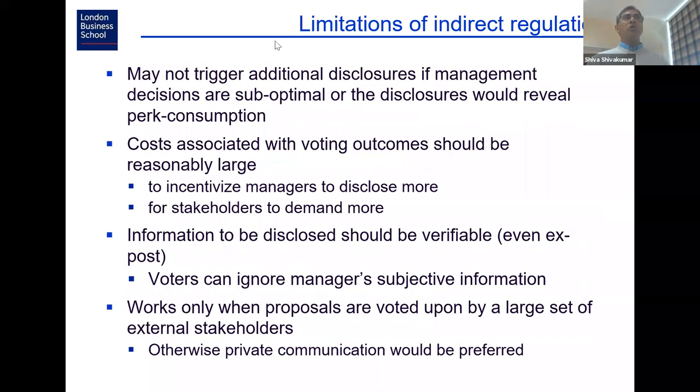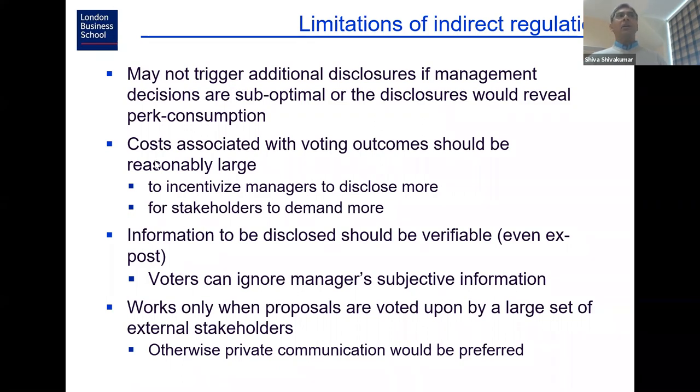The indirect regulatory approach also has its limitations. It may not always be feasible, first of all. Why might it not be feasible? Because one of the things is, in order for that information to be disclosed, it needs to be something that is verifiable by the users, and the users are willing to buy that. So it cannot be subjective or cheap talk on the part of managers that is not verifiable. If the information to be disclosed for shareholder voting is highly subjective, then the users might completely ignore such information.